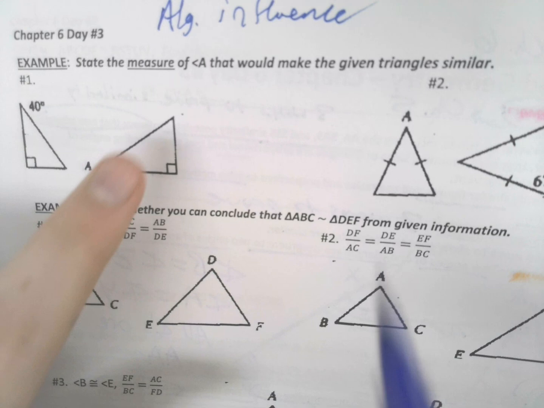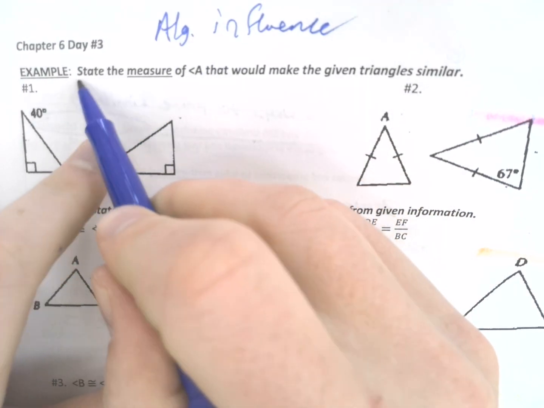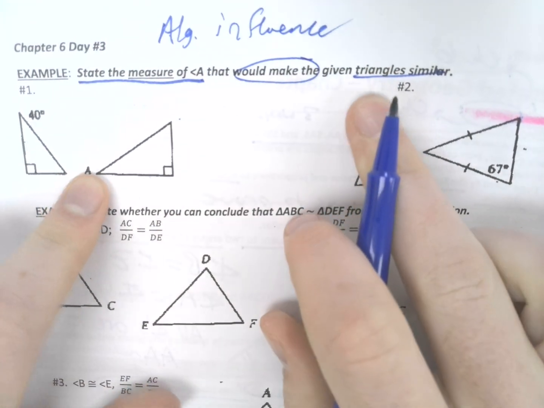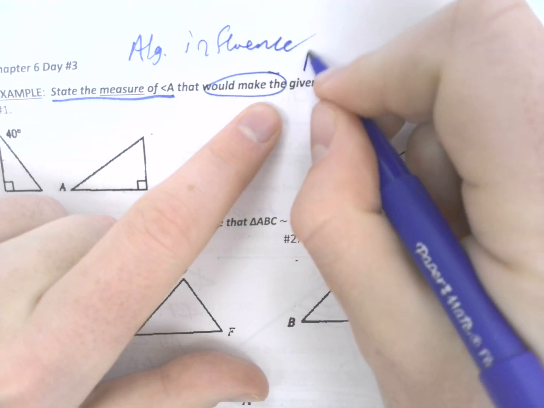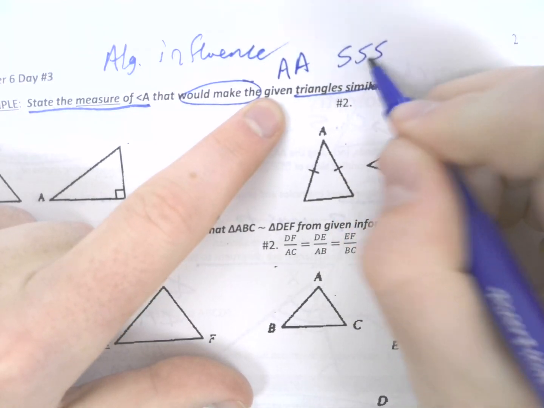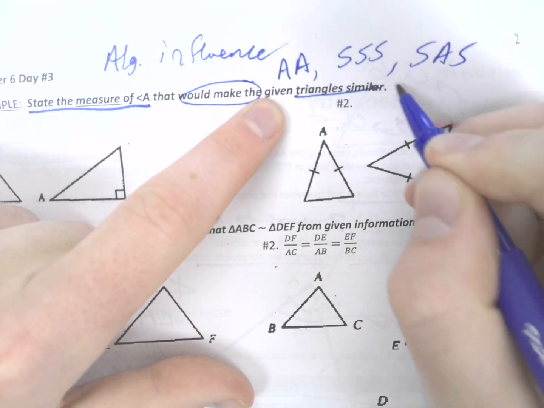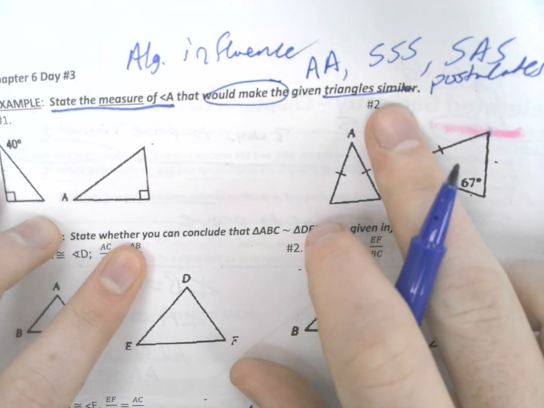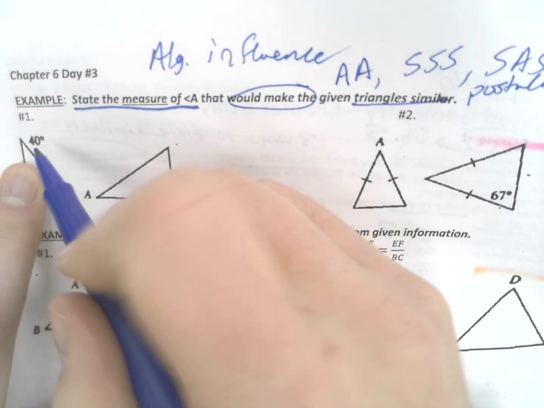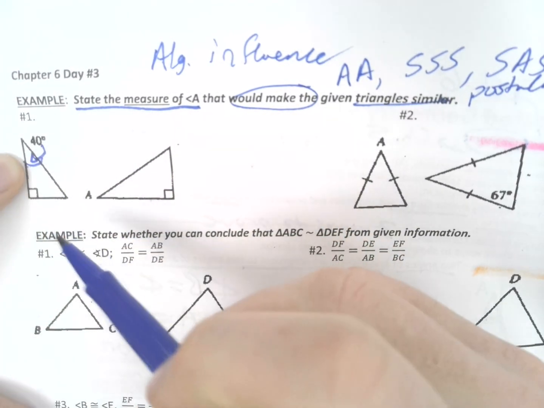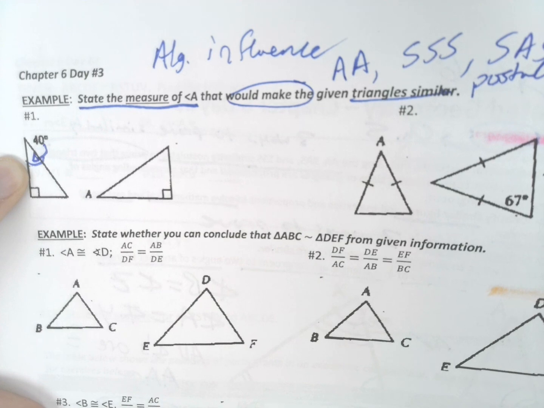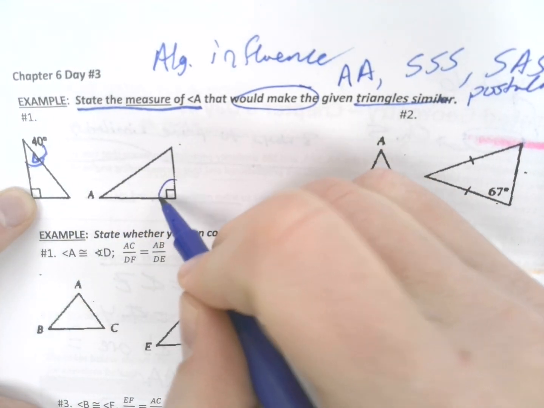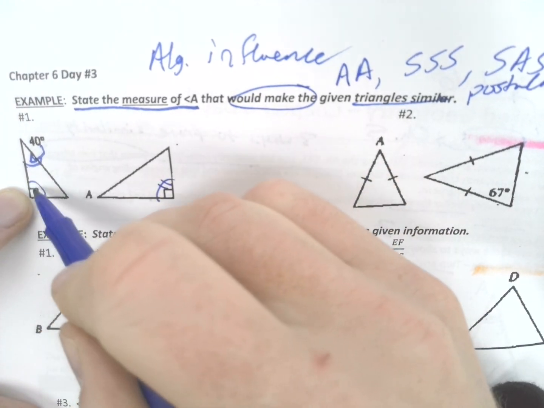So check it out. We want to state the measure of A that would make the triangles similar. So in other words, we're going to need to use either AA, SSS, or SAS postulates to make this work. So let's see what we're given here. So number 1, this angle right here is 40 degrees. Well, we also know that this angle is 90. So this angle is 90, this angle is 90. So these angles are congruent.